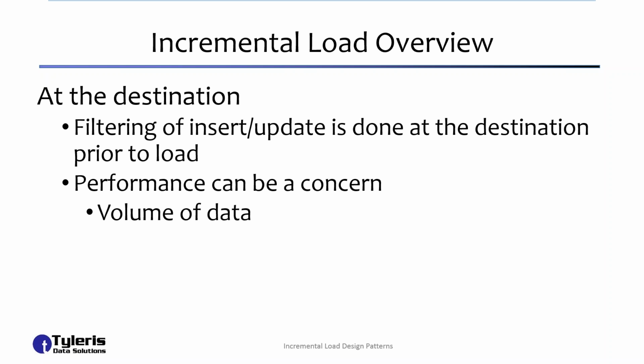If you can't do filtering on the source, filtering at the destination is required. This is the more typical design pattern. It's also the one that performs lesser of the two. It's going to have worse performance than doing the filtering at the source because you are bringing in more data in most cases. You're not just filtering out what's new and changed, but you're bringing in the entire set of data, comparing it to what currently exists in your downstream system, your ODS, your data warehouse, and then processing from there. So volume of data is a consideration. The complexity of the comparison is also a consideration that you want to keep in mind when designing this.